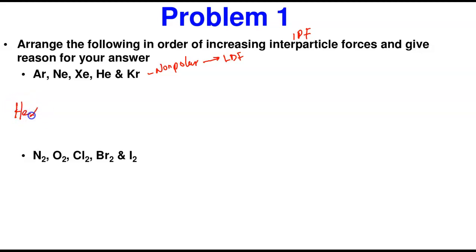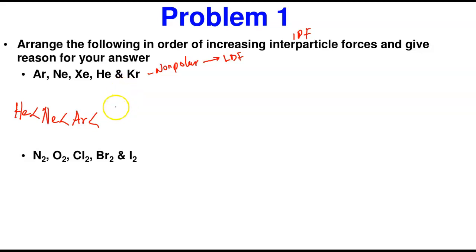Helium, because I know that the higher the number of electrons, the higher the intermolecular force. So what it simply means is that the lower the number of electrons, the lower the intermolecular force, or the lower the London dispersion force, because that is what we're looking at here. Now neon, helium is followed by neon. Neon has only 10 electrons. And neon will be followed by argon. Argon has 18 electrons. And this will be followed by which one?